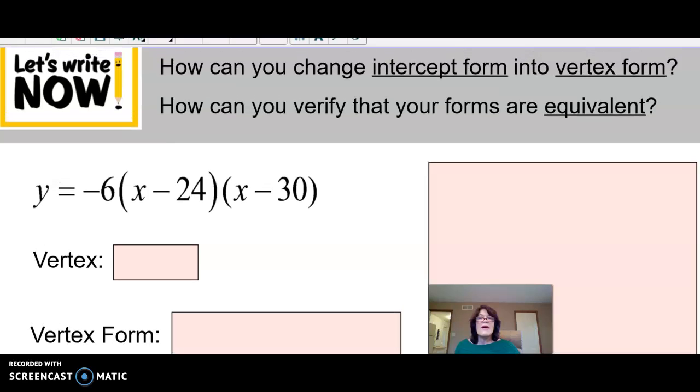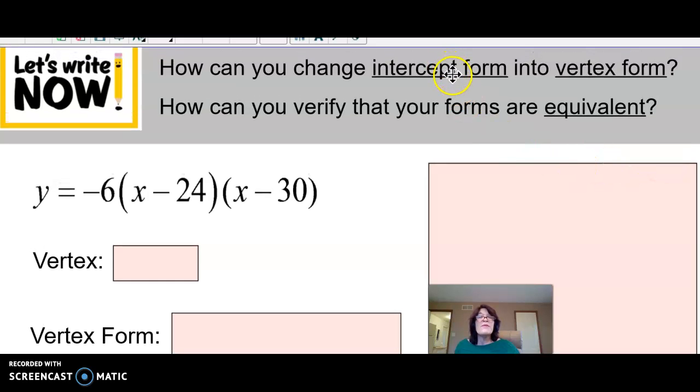All right, so how can you change intercept form? We have 3 forms now. Intercept form, vertex form, standard form, okay? And then how can you make sure that they are the same form, okay? For vertex form, we know the a is the same. I need the vertex, obviously, for vertex form.